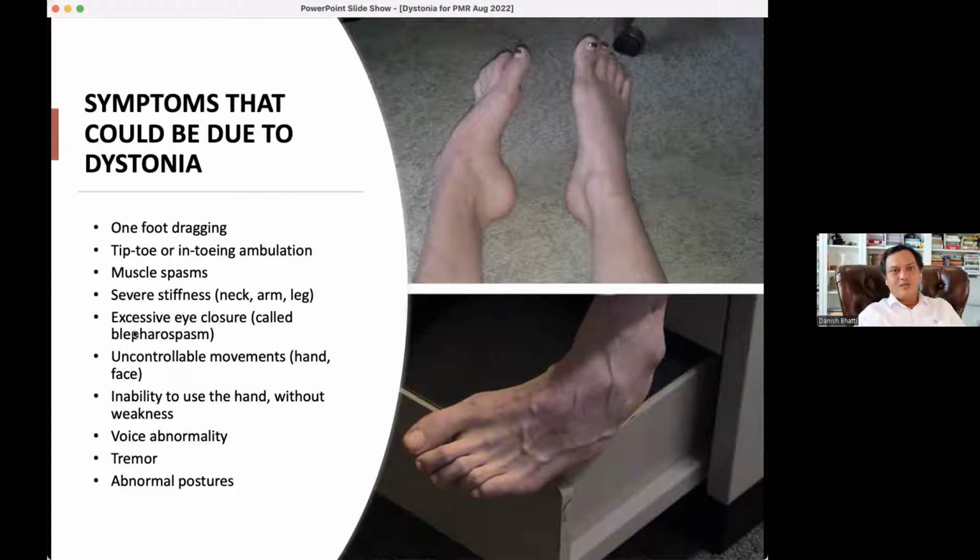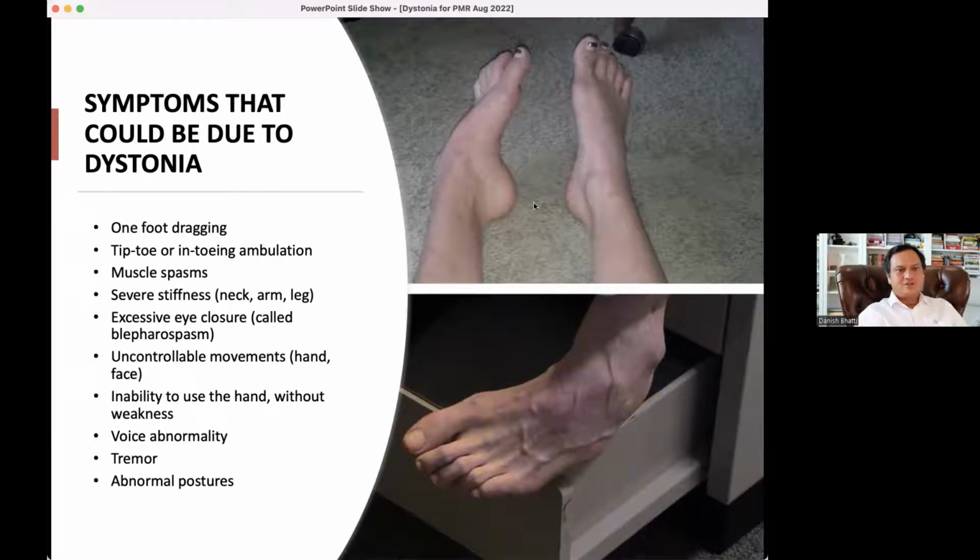Excessive eye closure or blinking may be a focal eyelid dystonia called blepharospasm. There may be uncontrollable movement, sometimes defined as shaking. So shaking is used very broadly for any jerky, twitchy movement which is repetitive of hand or face or leg, and that may actually be a dystonia. And inability to use the hand, for example, hand cramps, as seen with the writer's cramp. Voice abnormality, voice dystonia, or laryngeal dystonia is often underdiagnosed. And the tremor, as I said, can present as dystonia.